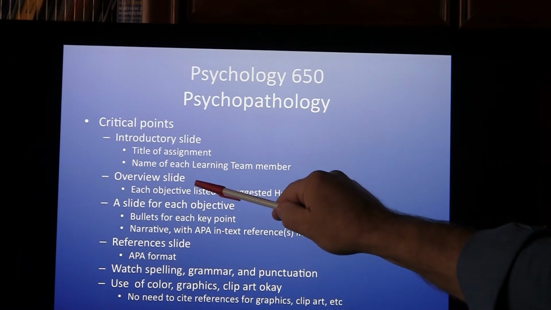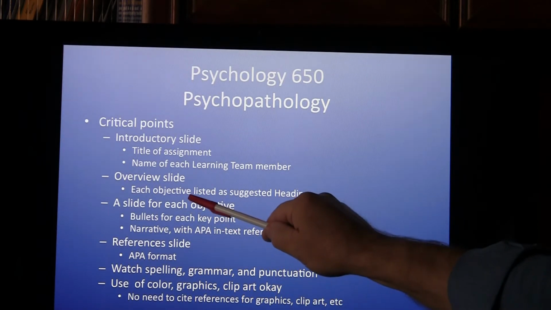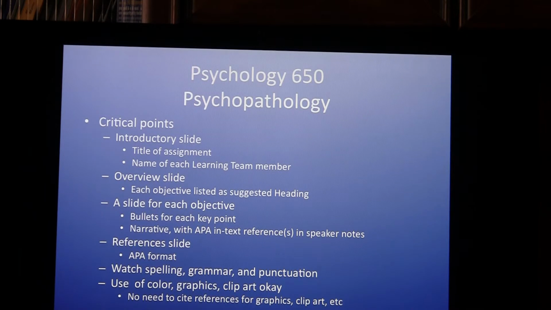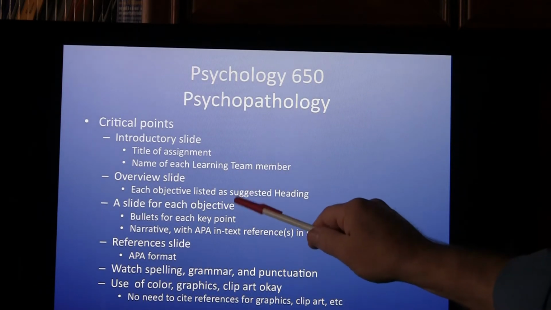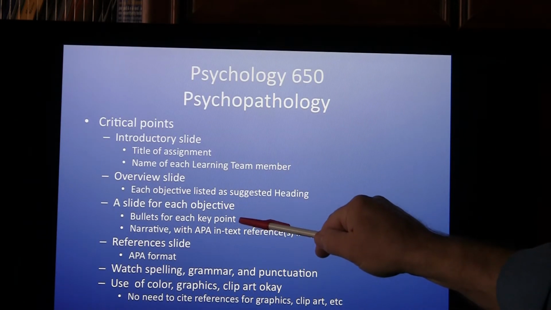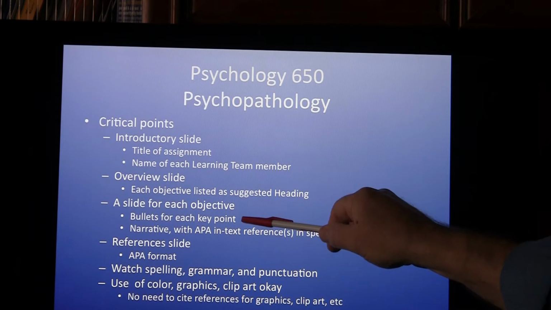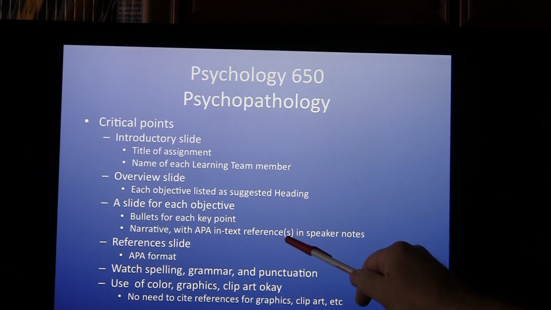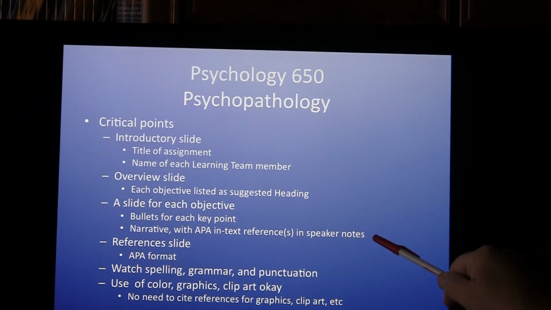The next slide is an overview slide where you're just simply going to do a bullet point for each objective that you're using. The next slides need to have the name of an objective at the top, bullets for each key point, and with your narrative in the speaker notes, and make sure that you use your APA in-text reference in the speaker's notes. Okay?